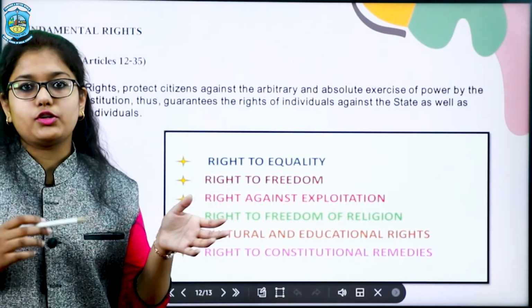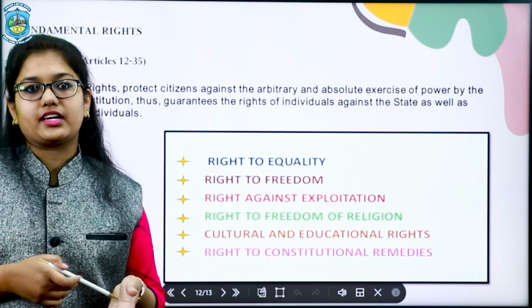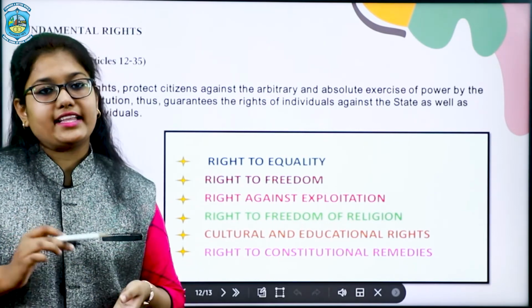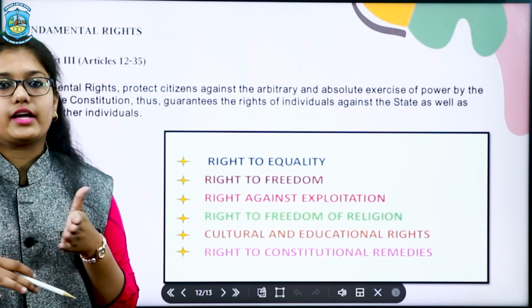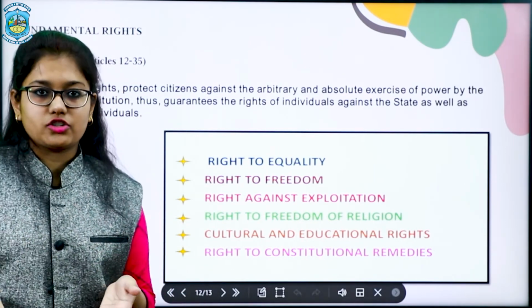Along with this, we also have a set of rules and principles regarding the fundamental duties and the DPSP, that is the Directive Principles of State Policy, that also help in the smooth functioning of our constitution.